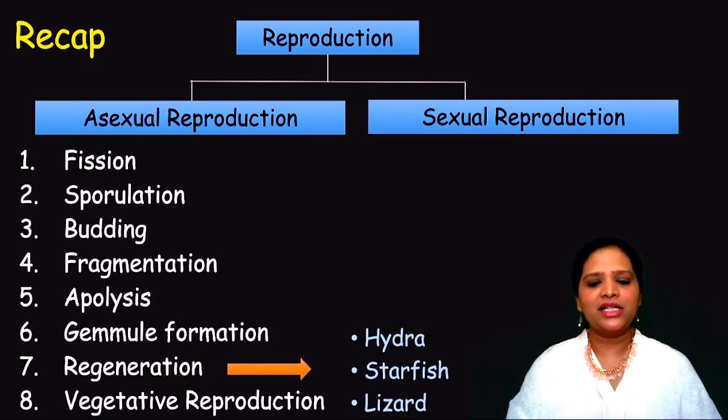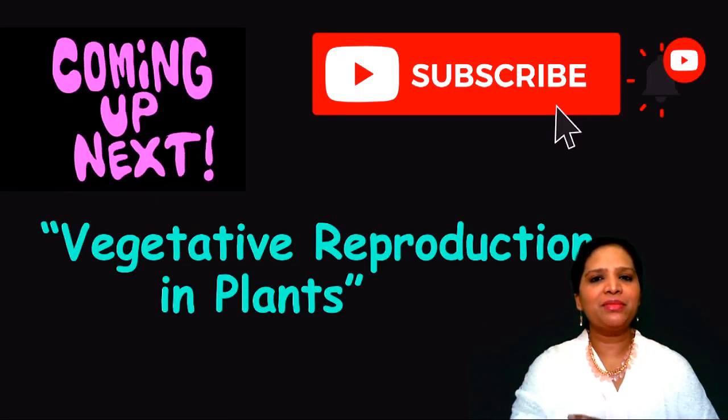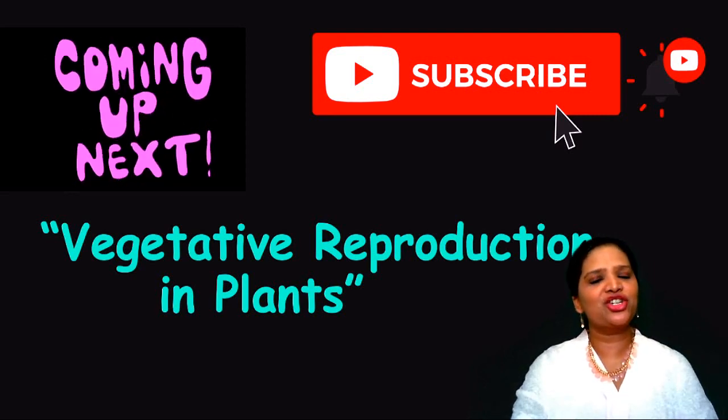Clear? Alright. So our next lecture will be about asexual methods of reproduction in plants, that is vegetative reproduction in plants.